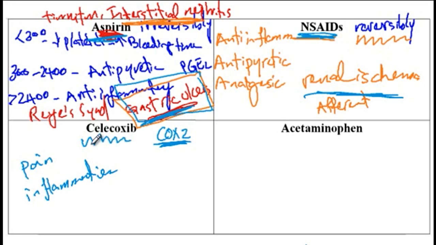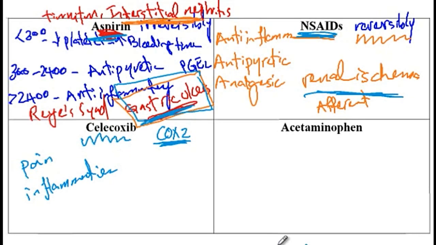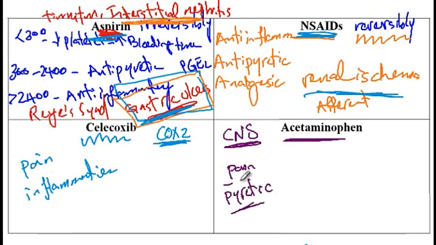And then regarding the adverse effects of Celecoxib, you should know that it's a sulfa drug, so you must avoid it in patients with sulfa allergy, and then you should also know that Celecoxib increases the risk of thrombosis. And then the final medication is acetaminophen, which inhibits the cyclooxygenase enzyme in the central nervous system, and thus it's good for decreasing the perception of pain, as well as for its antipyretic properties. But this medication cannot be used for anti-inflammatory or anticoagulation properties.